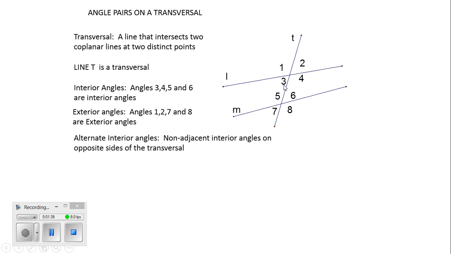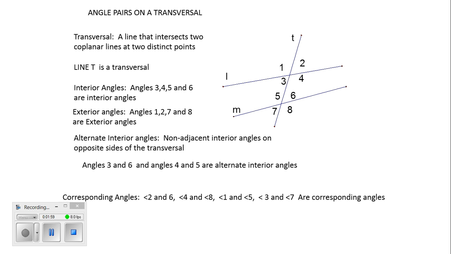Which ones do you think they are? 3 and 6, 5 and 4. Why not 3 and 4? Because they are adjacent, and we said they have to be non-adjacent, so alternating, like on a diagonal of sorts, okay? Angles 3 and 6, 4 and 5 are your alternate interior angles.